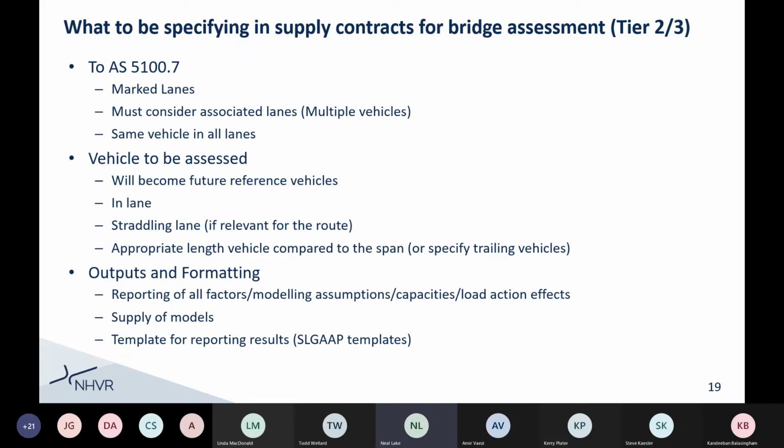So it's not something that we need to get super fussy about, but the length of the vehicle compared to the length of the bridge, I think, is an important one to make sure that we don't get spurious results around pier reactions when we go back and do Tier 1 assessment.